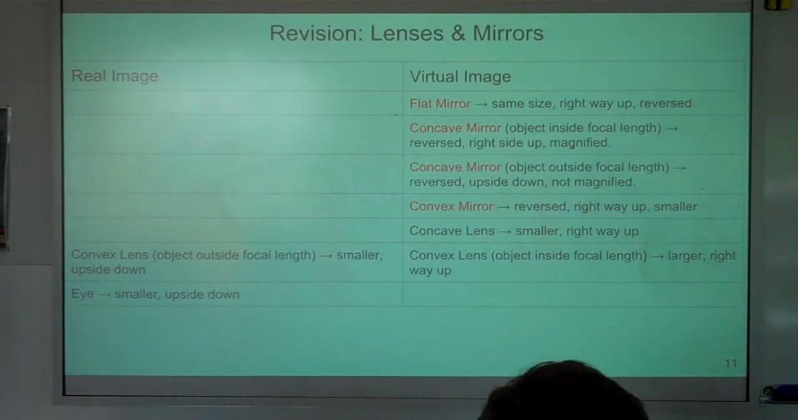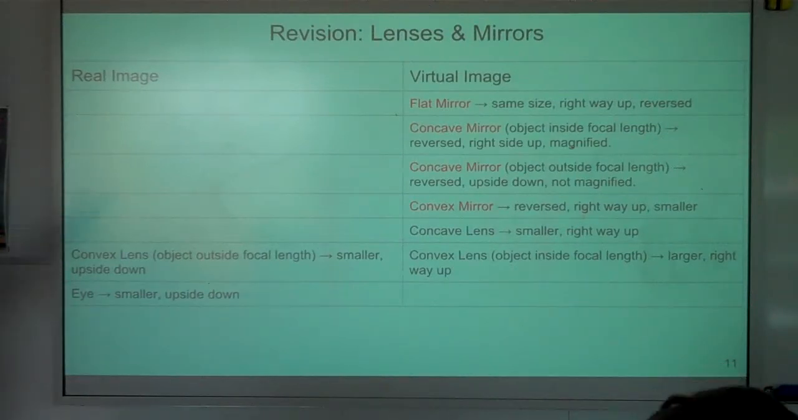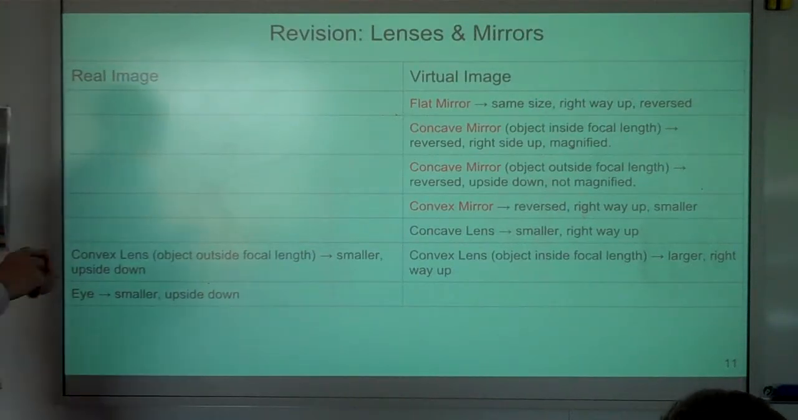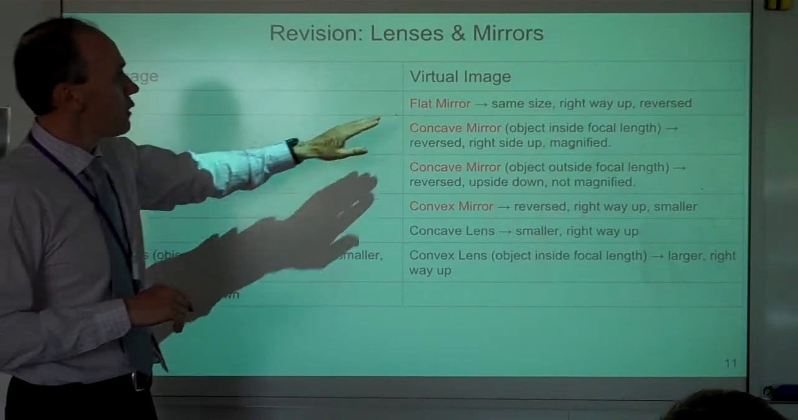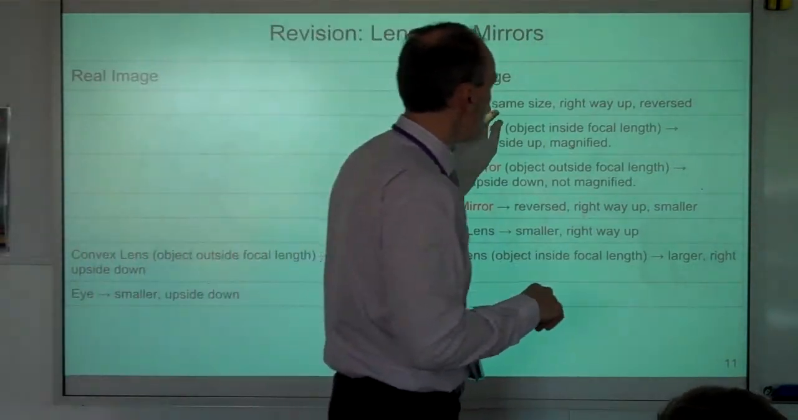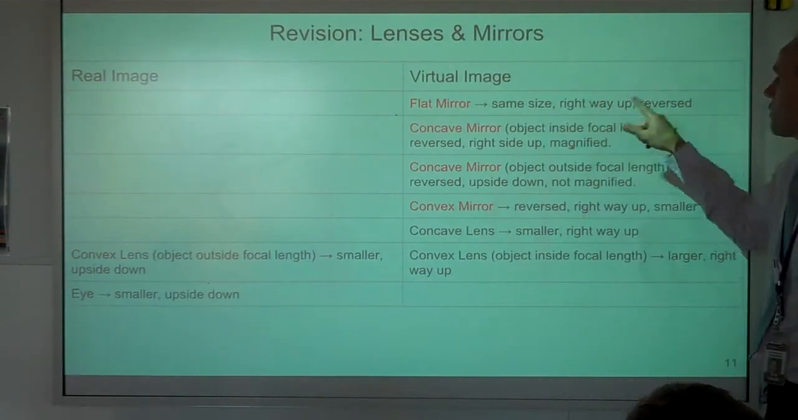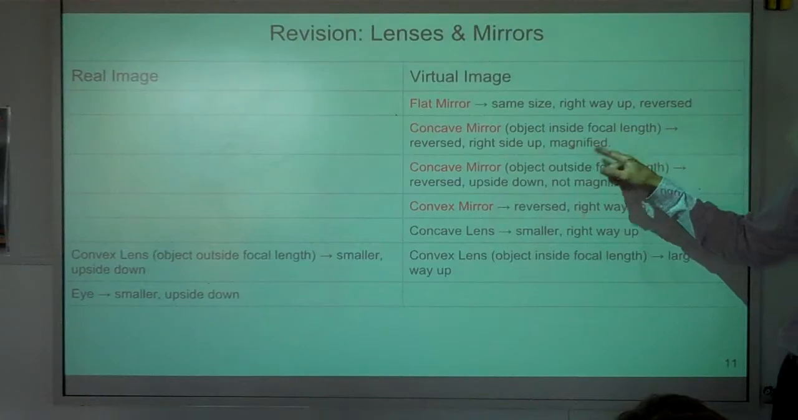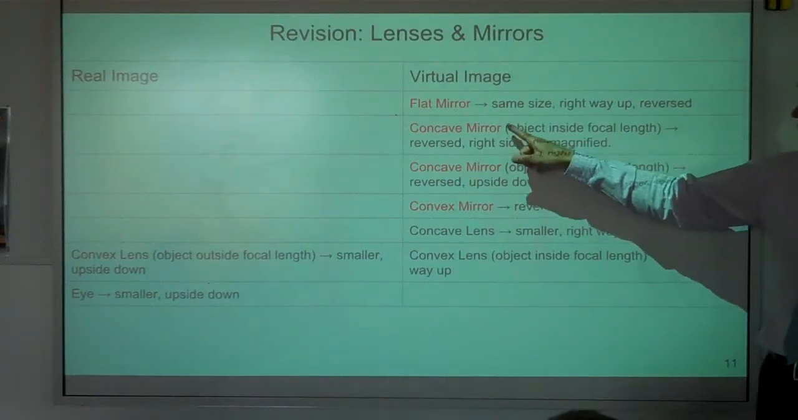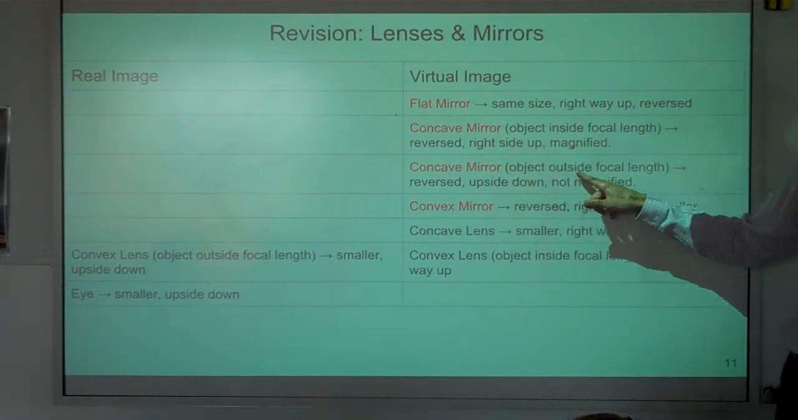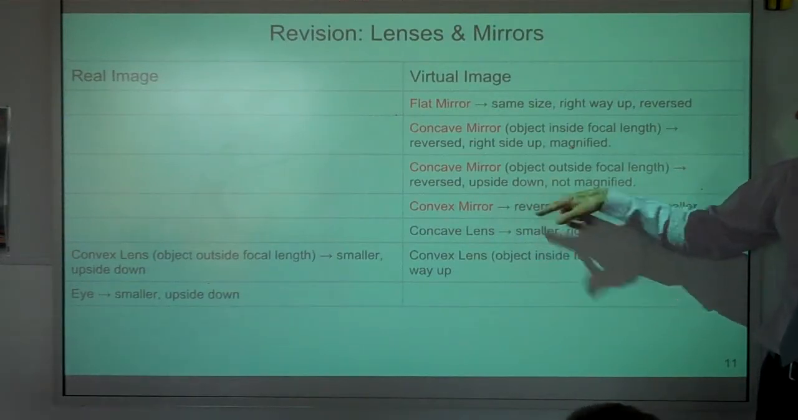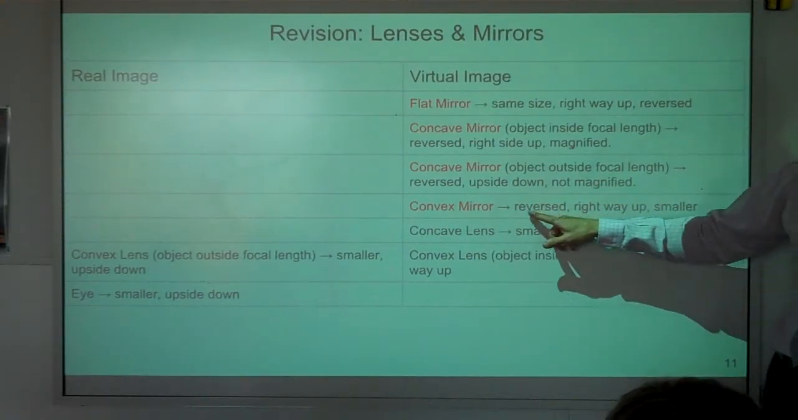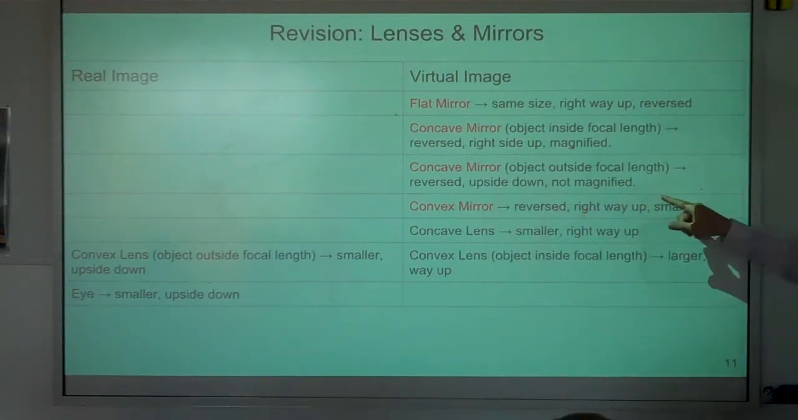Now, this is my summary, lenses and mirrors summarised on one slide. In terms of the mirrors we've looked at, we have the flat mirror, virtual image. Then the concave mirror, like a spoon: object inside the focal length is reversed, right side up and magnified. So you can see the concave mirror has two. Object outside the focal length is reversed, upside down, not magnified. A convex mirror is reversed, right way up, smaller.